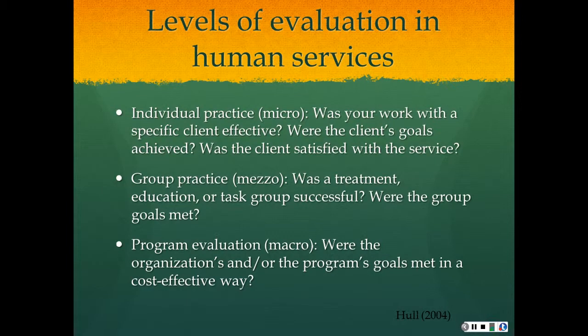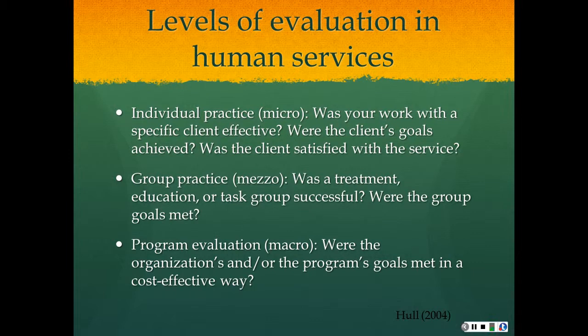So there's 3 levels of evaluation in human services practice. The first level is the micro level or individual practice. Was your work with a specific client effective? Were the client's goals achieved? Was the client satisfied with the service?